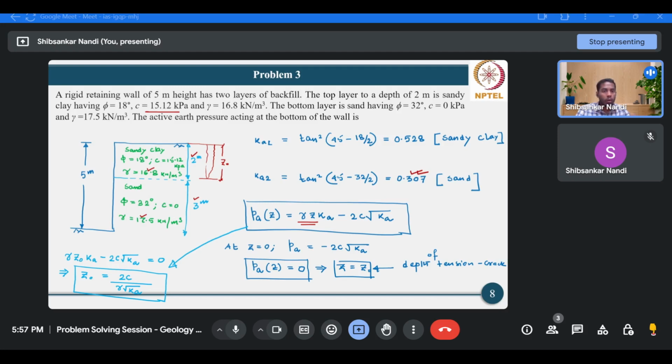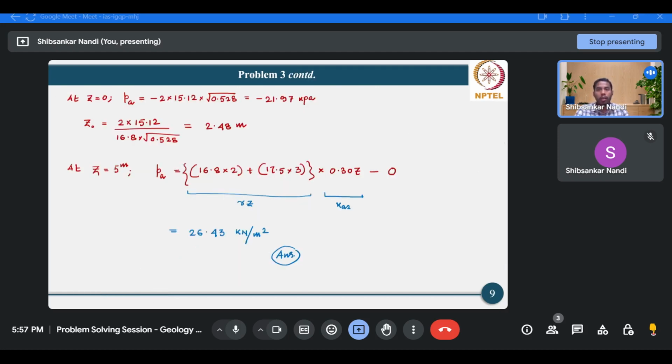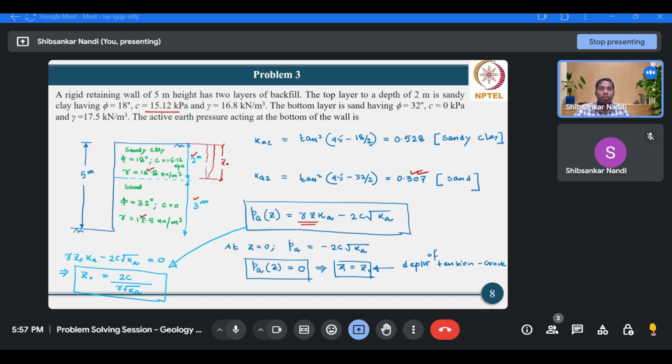So we can extend this problem further to calculate the resultant thrust, but that will not be done for this problem, since we have a few other problems. In that case we'll try to calculate the resultant active thrust if required, because we have already seen how to calculate it through the previous two problems. So in this problem, our objective was only to calculate the active earth pressure at the bottom of the wall.